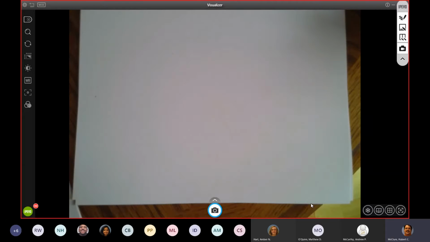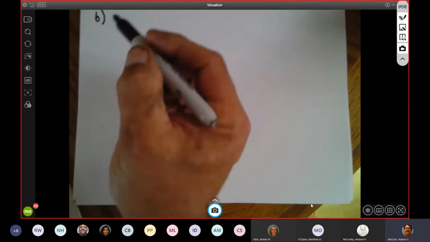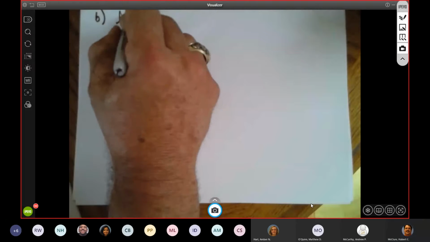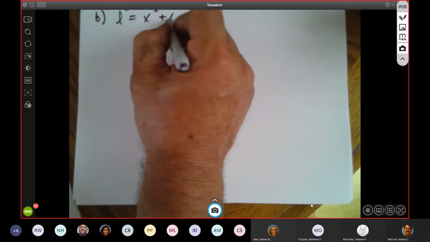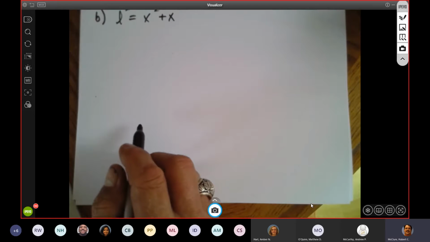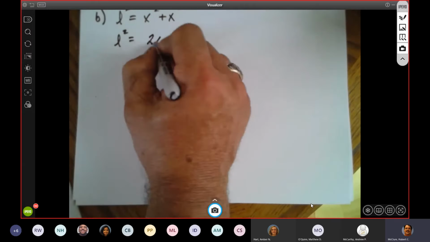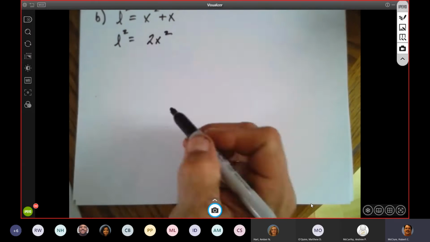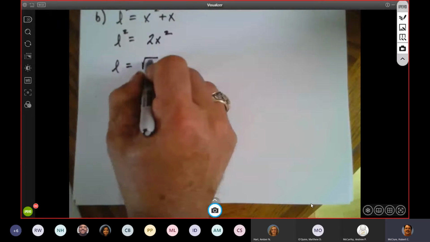All right. So we know that we're going to be using the Pythagorean theorem, which says L squared is equal to x squared plus x squared. Most of the time we're dealing with y squared, but in this case it's a square. So L squared is equal to 2x squared, or L is equal to the square root of 2 times x.